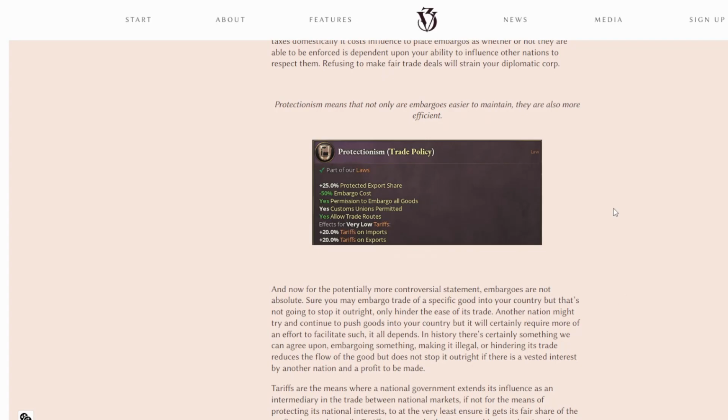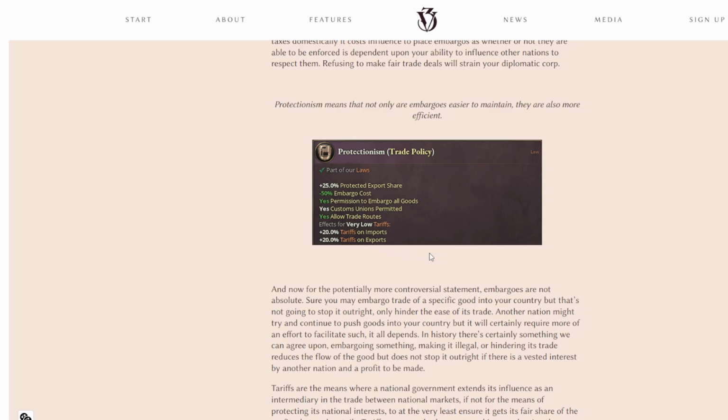Protectionism means that not only are embargoes easier to maintain, they're also more efficient. So here we can see protectionism, trade policy, part of our laws, plus 25% protected export share, minus 50% embargo cost. So that's huge. Yes, permission to embargo all goods. Yes, customs unions permitted. Yes, allow trade routes. Effects for very low tariffs, plus 20% tariffs on imports, plus 20% tariffs on exports.